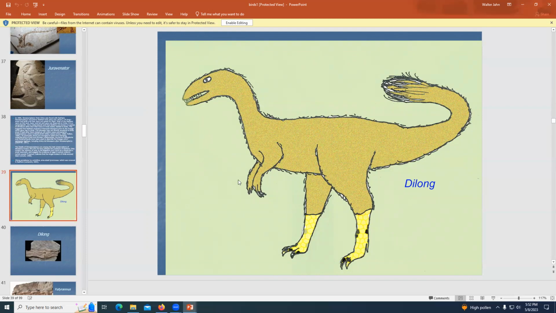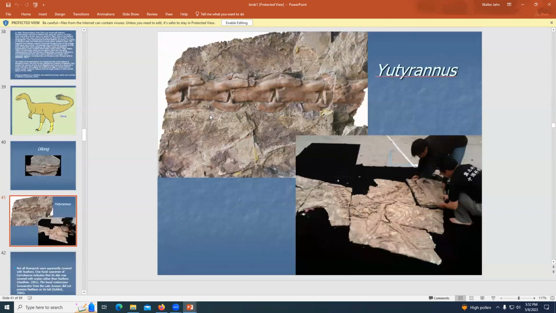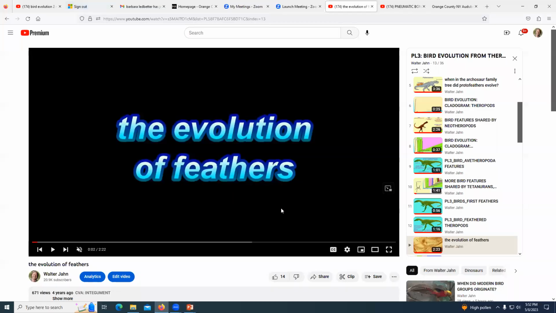This is a tyrannosaur. It had feathers, coming off of its skin. This is a big tyrannosaur, not as big as Tyrannosaurus Rex, but still pretty big. It's got feathers. So Tyrannosaurus Rex could very well have had feathers because some of its relatives did.